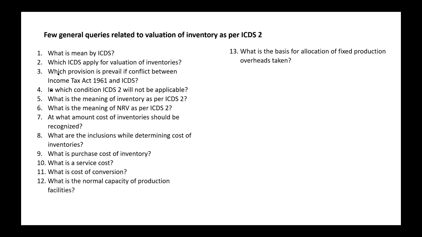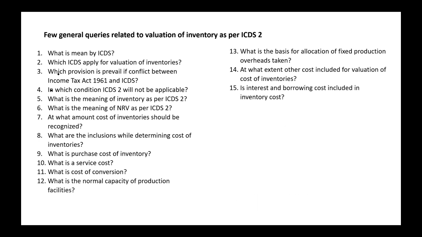Now, what is the basis for allocation of fixed production overheads? How will that be taken up? We also need to consider to what extent other costs are included for valuation of cost. Apart from fixed overhead, other overheads such as variable overheads are there. Whether we have to include the total or partial, obviously we have to include as per the production numbers. That is what we will be using.